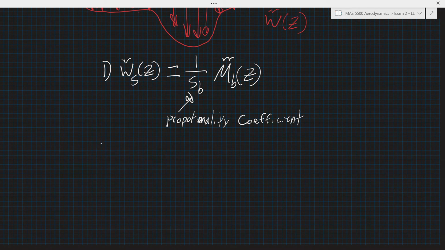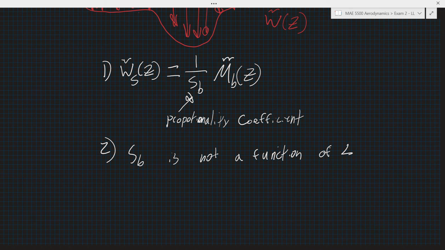Okay, so a second constraint was that this proportionality coefficient, this ratio of our wing weight structure distribution and our wing bending moment distribution, is not a function of z. So in other words, SB is not a function of our span-wise coordinate.